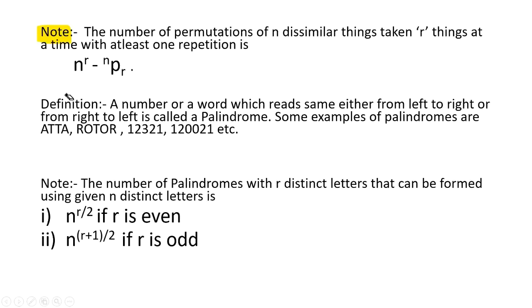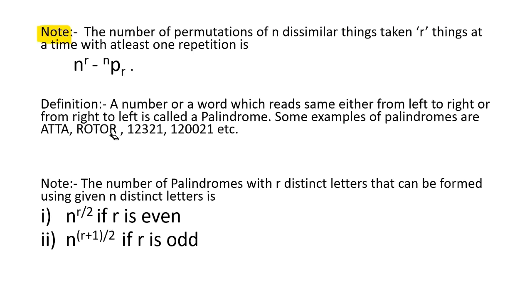Now, the number of permutations of n distinct objects in which at least one object is repeated is going to be n raised to r minus nPr. n raised to r gives the number of permutations when repetitions are allowed, and nPr stands for the number of permutations of n distinct objects taken r at a time when repetitions are not allowed. Therefore, n raised to r minus nPr gives the number of permutations in which at least one object or one element is repeated.